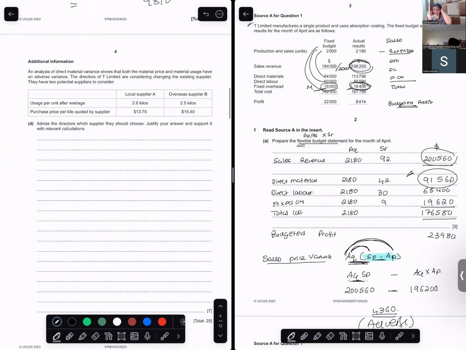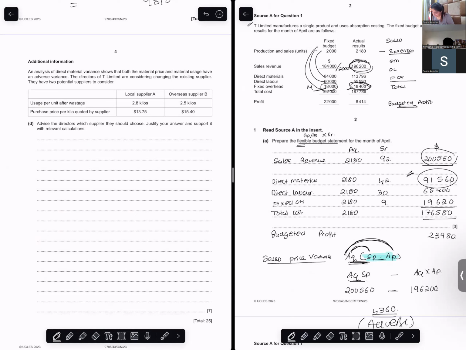Now additional information. Please read. The additional information says that an analysis of direct material variance shows that both the material price and the material usage have an adverse variance. The directors of T Limited are considering changing the existing material suppliers. Material price and material usage have an adverse variance. What does this mean?